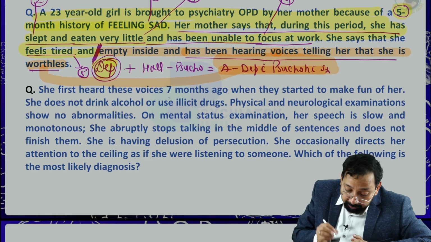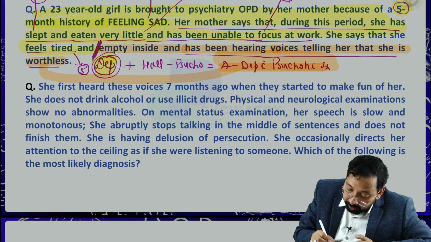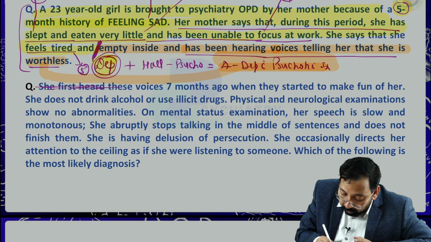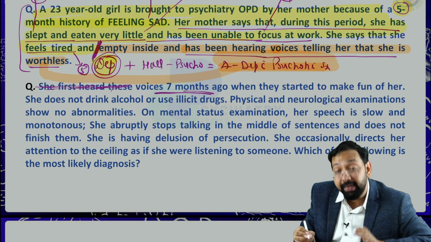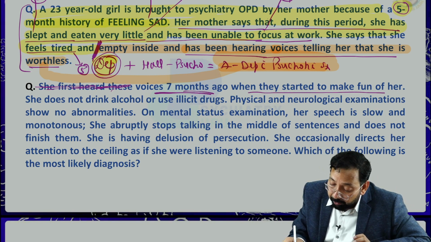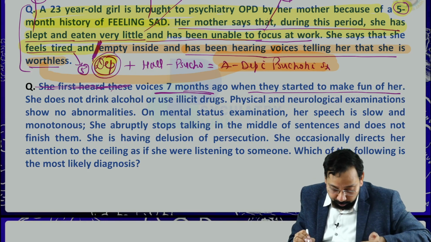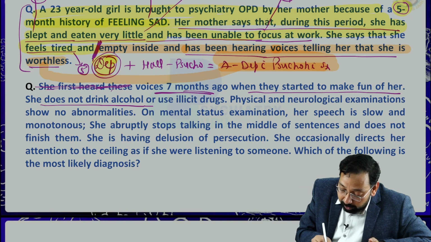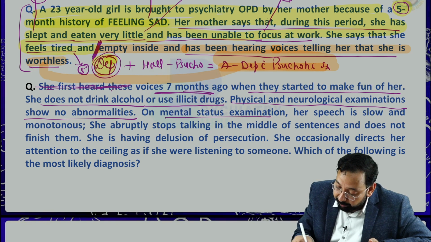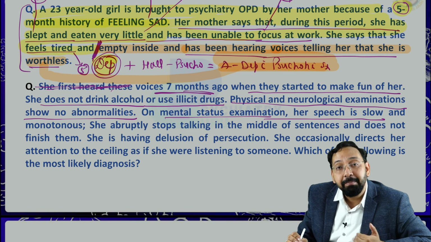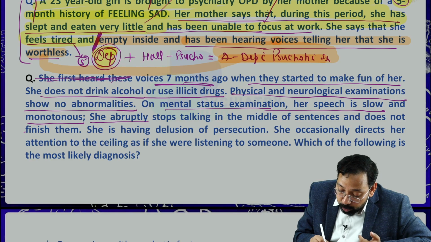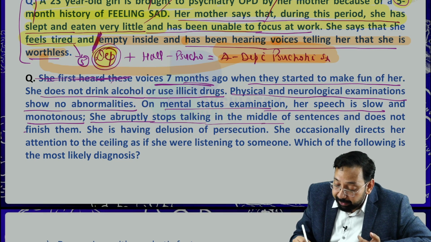Now, in the same question, I leave this question. Suppose this girl is hearing voices for 7 months, and these voices are making fun of her. I am modifying the language a little bit. She does not drink alcohol or use illicit drugs. Physical examination and neurological examination show no abnormality. On mental status examination, speech is slow. Slow speech may be present in many psychiatric disorders, so not so diagnostic. Monotonous. She abruptly stops talking in the middle of sentences.